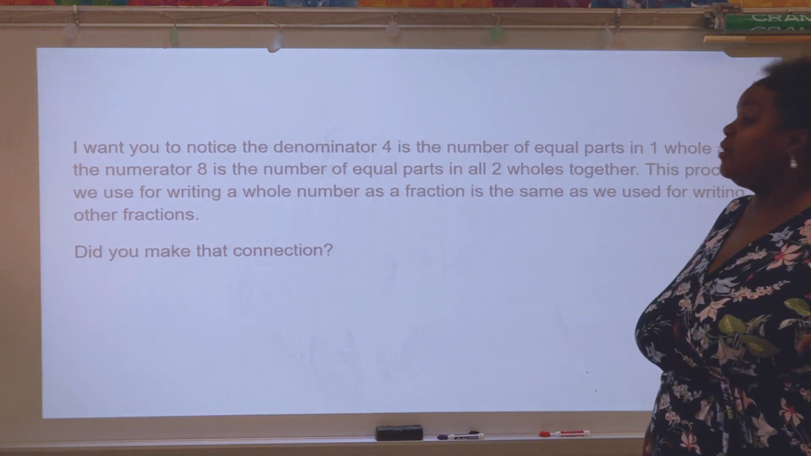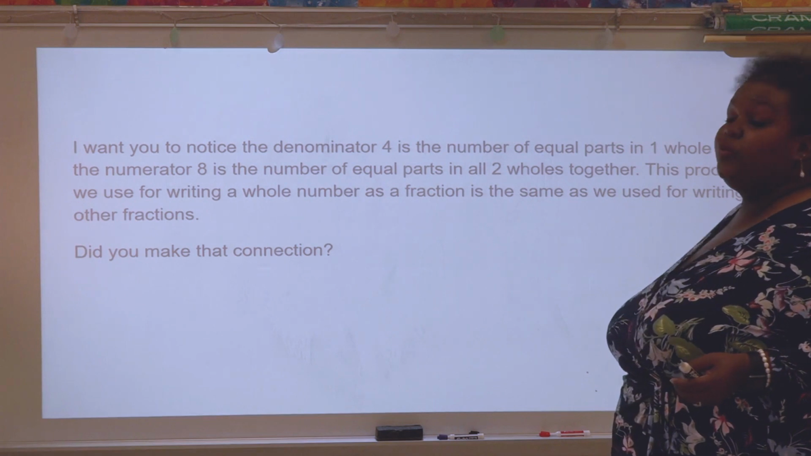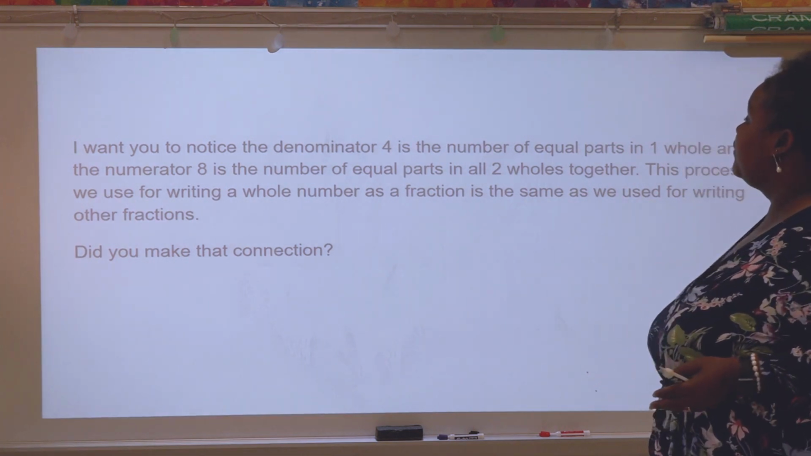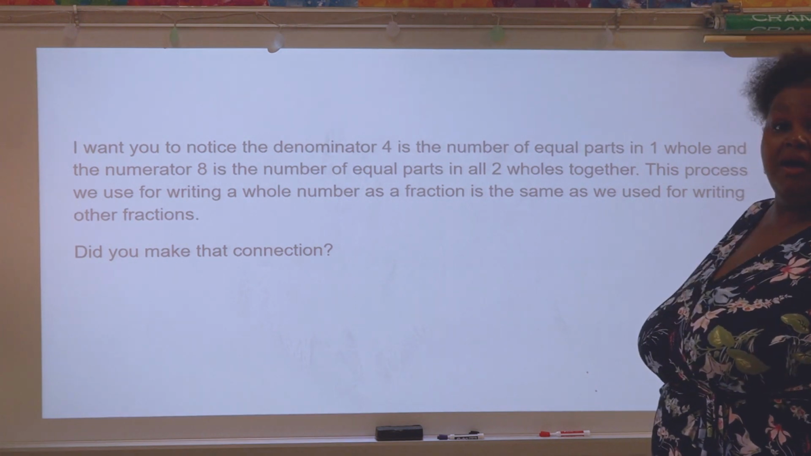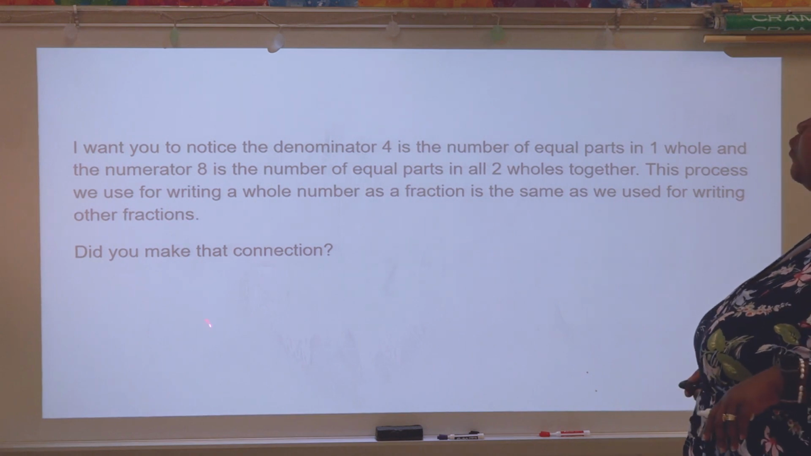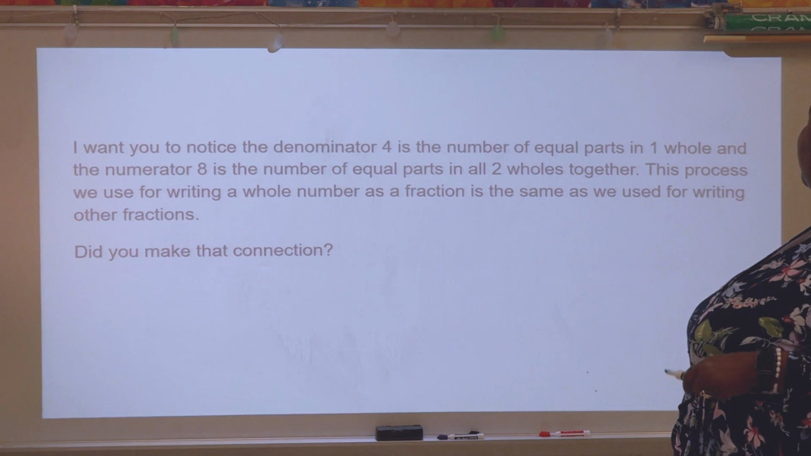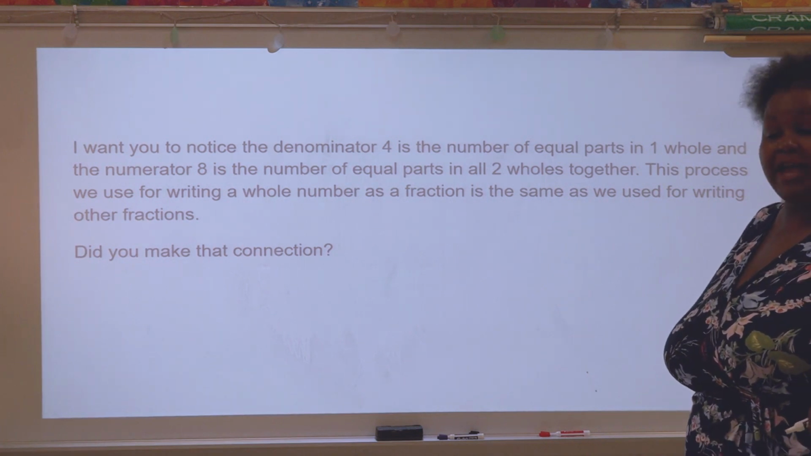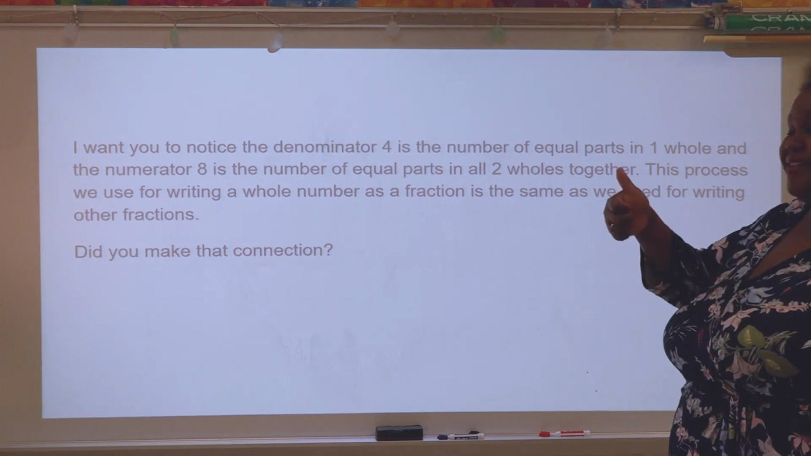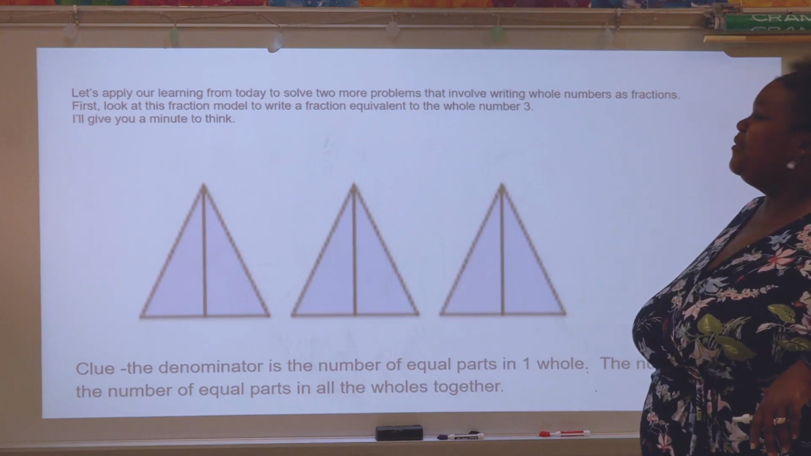I want you to notice the denominator 4 is the number of equal parts in one whole, and the numerator 8 is the number of equal parts in all of the two wholes together. This process we use for writing a whole number as a fraction is the same as we use for writing other fractions. Did you make that connection? If so, give yourself a thumbs up. All right, let's keep going.